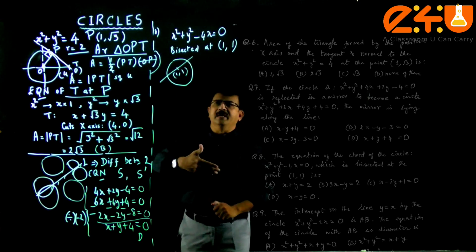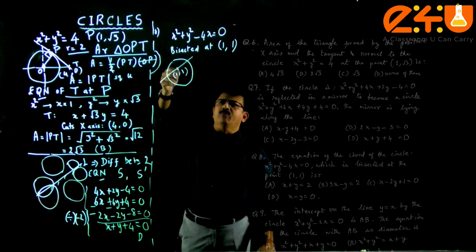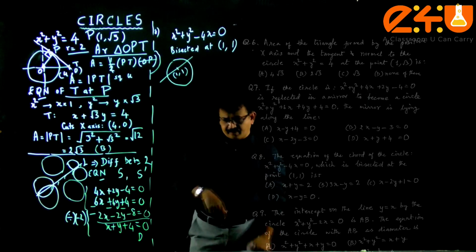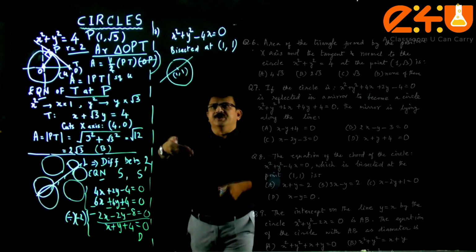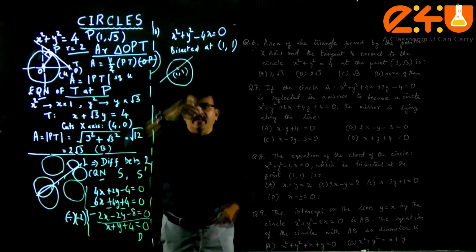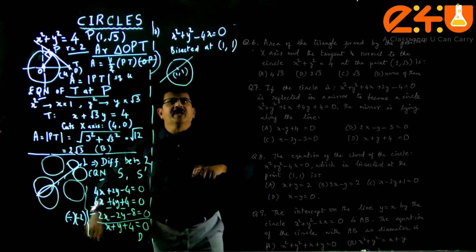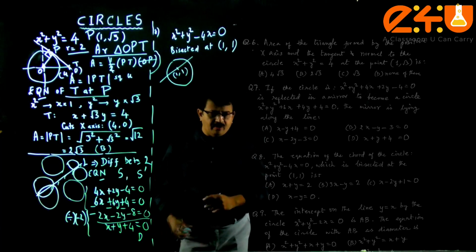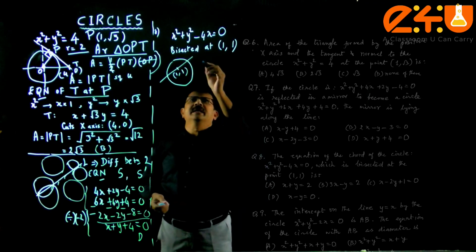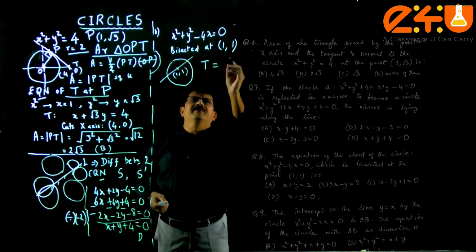So what is given is the chord bisected at 1, 1. As a converse, I can tell you 1, 1 is the midpoint of the chord. Two ways of saying it: one is the chord is bisected at 1, 1, and the other way around, 1, 1 is the midpoint of the chord. So if 1, 1 is the midpoint of the chord, then the equation is obtained readily.